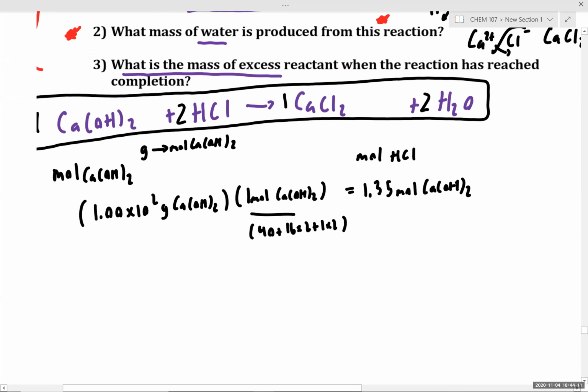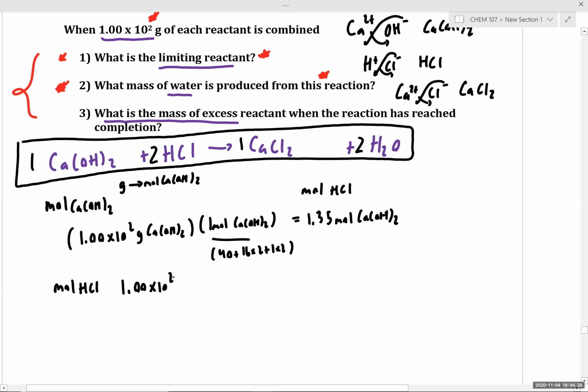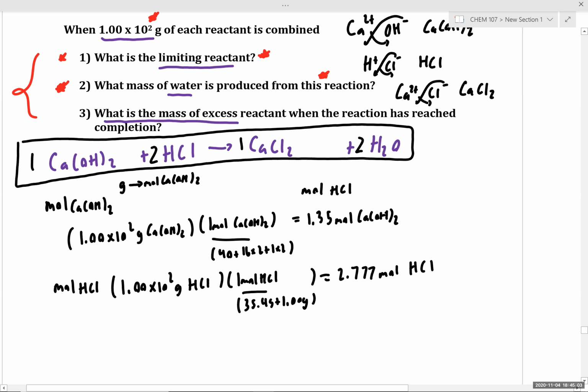So if we're trying to figure out the initial moles of hydrochloric acid, we take our mass of hydrochloric acid, which is 1.00 times 10 to the second grams, times 1 mole of hydrochloric acid over 35.45 plus 1.00 grams. Punching that into the calculator, we get 100 divided by 36, and that gives us 2.777 moles of hydrochloric acid. Just to be 100% accurate, if we carry out all of our sig figs, we get 2.743 moles of hydrochloric acid.